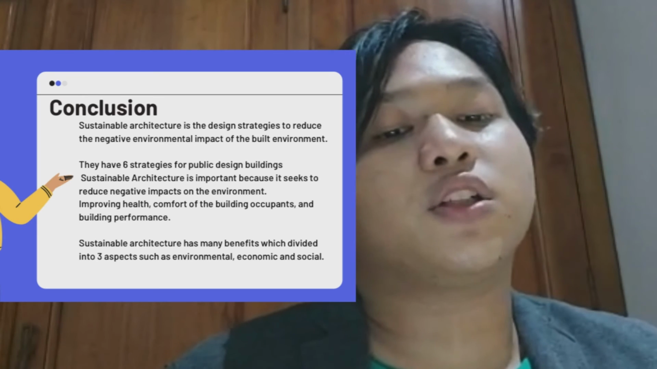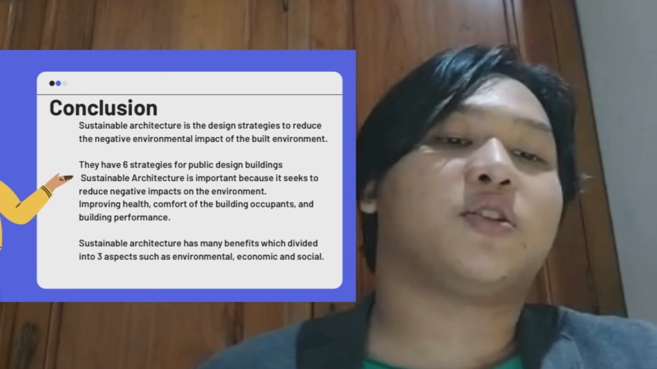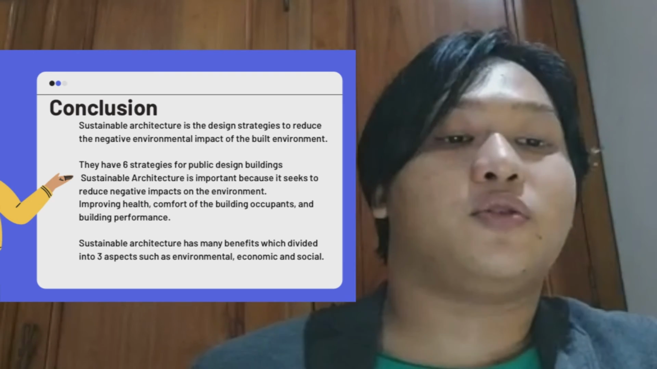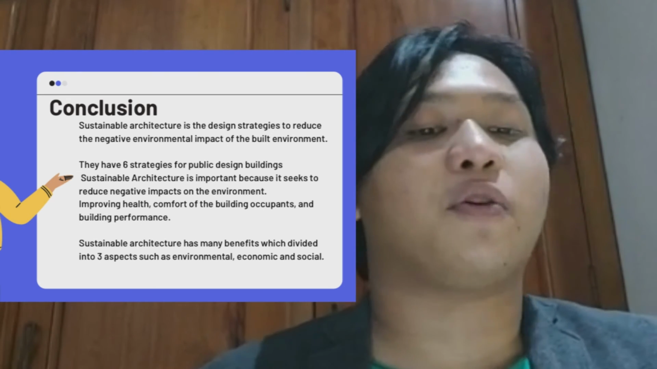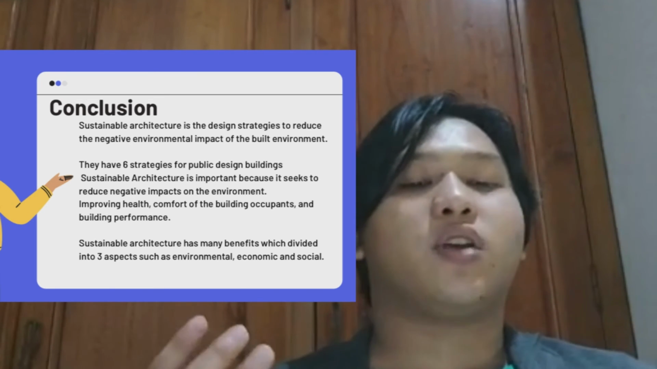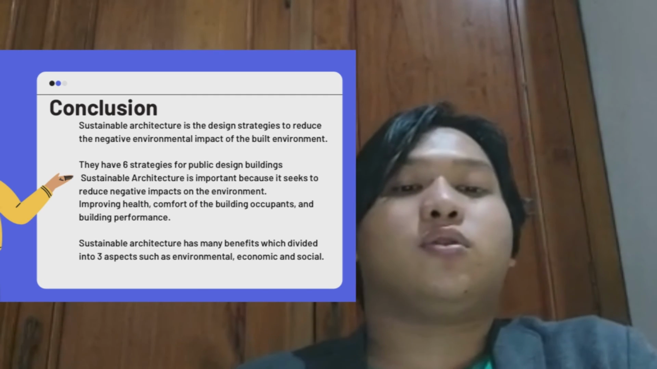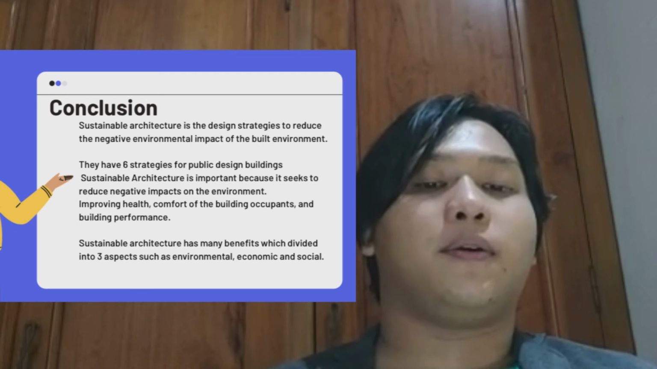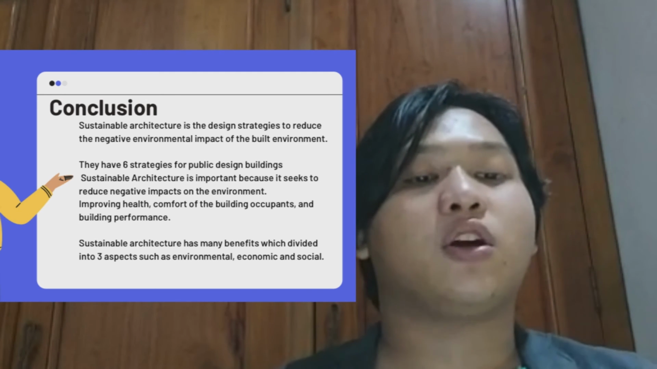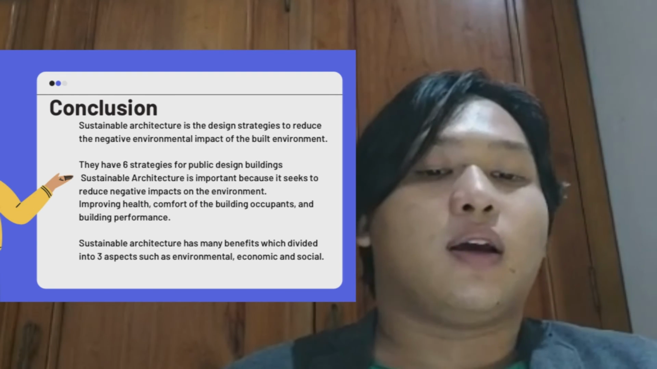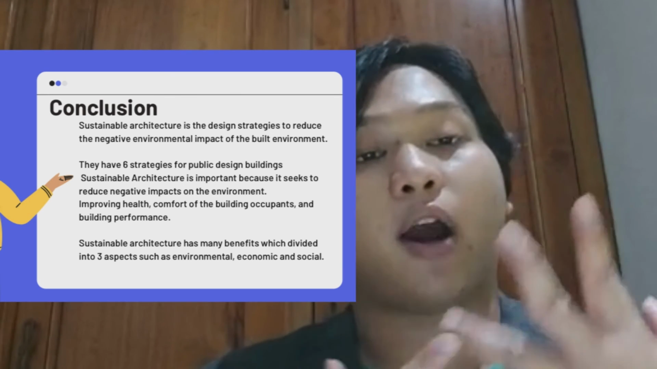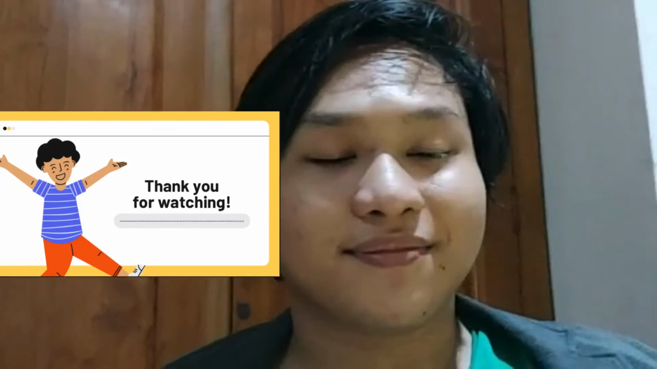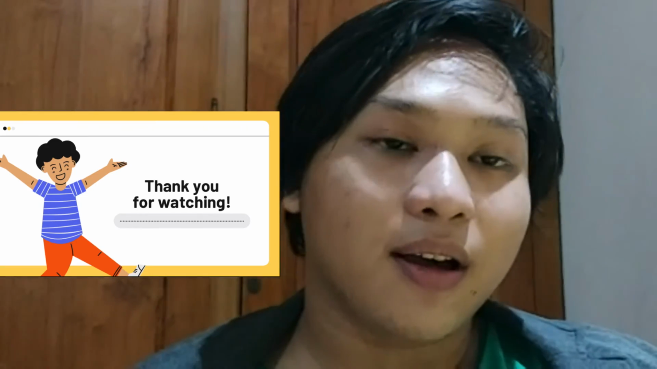Moving on from that, we have the conclusion. So, what is the conclusion of sustainable architecture? Sustainable architecture is the design strategy to reduce the negative impact on the built environment itself. It has six strategies for public design buildings, and sustainable architecture is important because it seeks to reduce the negative impact on the environment and improve health, comfort of the building occupants, and improve the building performance. And sustainable architecture has many benefits, but we can divide these benefits into three aspects, which are environment, economic, and social.